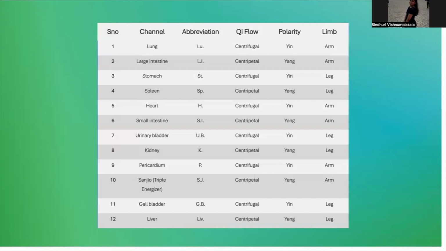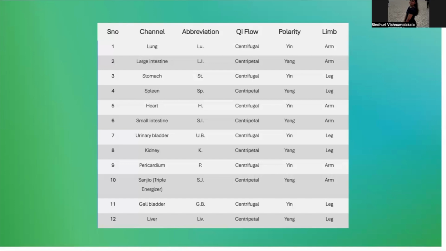So, what are paired in the 12 channels? As we can see, the first 2 are paired. Lung and large intestine is one pair. So, the meridian points start from the chest to the tips of your fingers in the lung meridian, where the large intestine meridian starts. So the meridian points start from the tips of your fingers in your arm and move to your head.